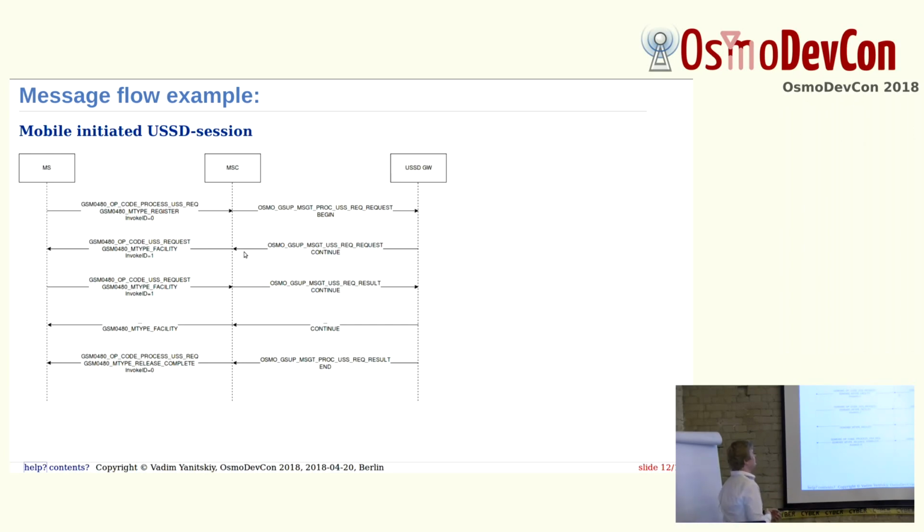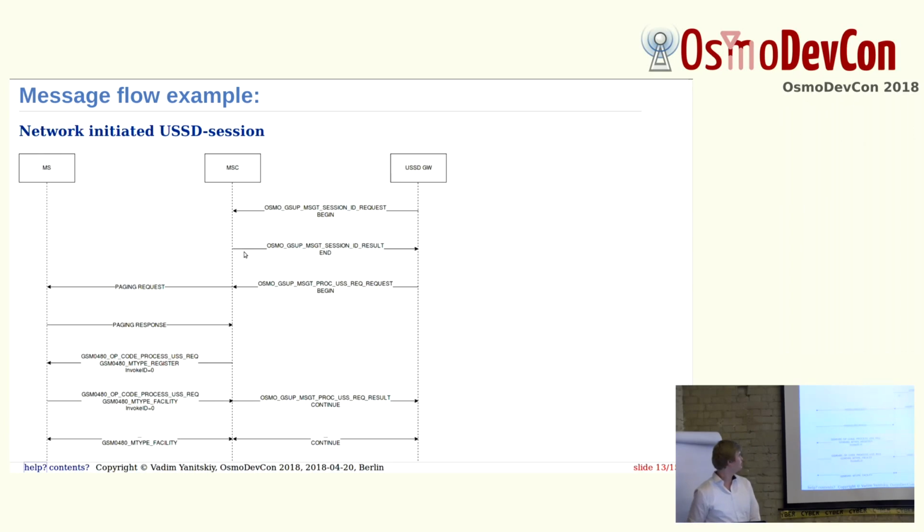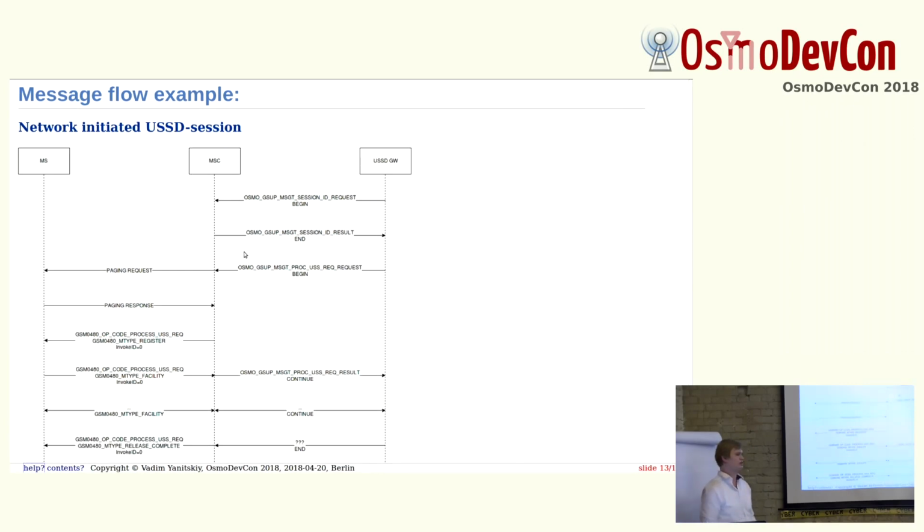USSD gateway. Then the network, for example, might request some additional data, and it will increase the invoke ID, because, for example, it cannot respond to the request immediately, and it needs some additional data from the subscriber. For example, type 1 to choose some menu point, and then the subscriber responds to this request, and finally the network might finish, or the mobile station may finish the conversation at any time. And here is a little example of network-originated USSD, for example, a request or notification.